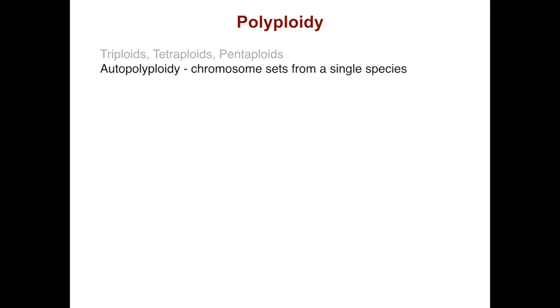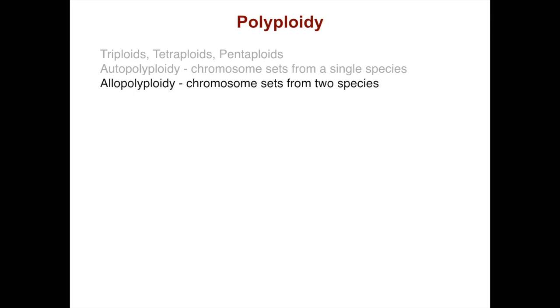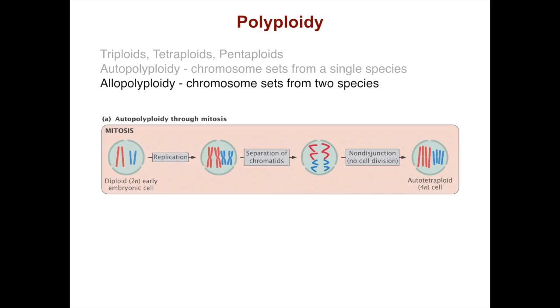Polyploidy is a change in the number of chromosome sets. So we have triploids, tetraploids, pentaploids, etc. You can have autopolyploidy, that involves chromosome sets from a single species, and allopolyploidy, which is a combination of chromosome sets from 2 species. Autopolyploidy occurs during mitosis occasionally.